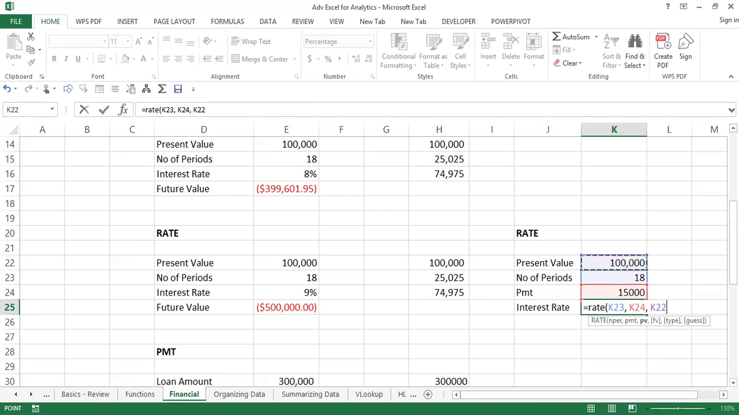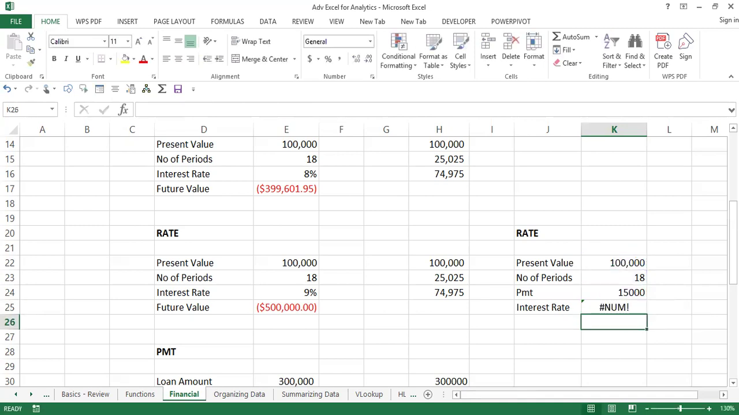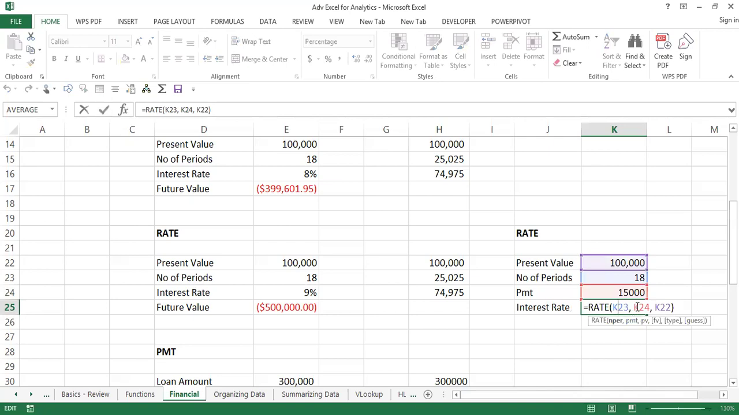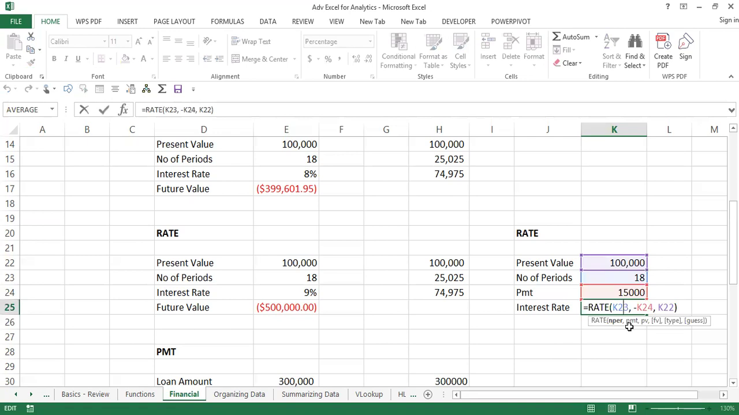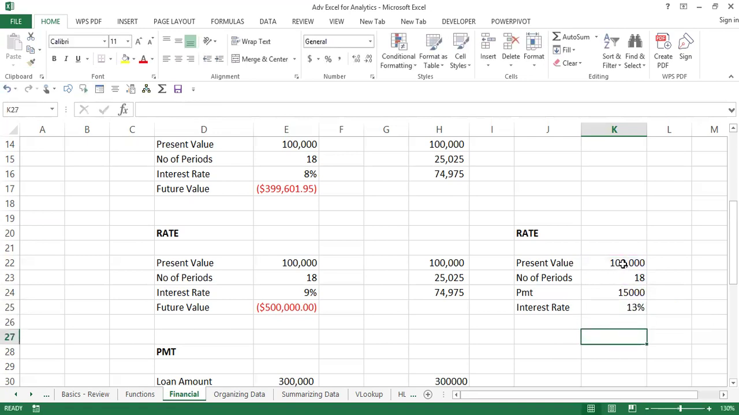Now you see it's not working. Why? Because of the future value. Apart from the future value, this payment amount, let me put minus there. You know why? Because the present value and the payment amount are supposed to be in opposite direction.